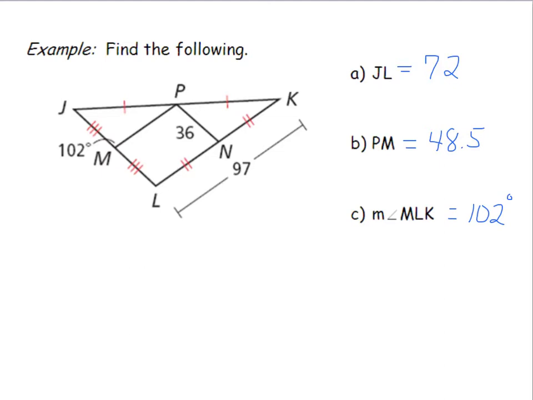The last one asked for the angle. So we're looking at angle MLK. So we're looking for this angle right here. Well, the only other angle that I have labeled is angle JMP. If you take a look at this, these two angles actually form the letter F. And we know from the theorem that we covered in the first couple slides that the side of the triangle is parallel to the midsegment. So these two segments are parallel, which means my corresponding angles are congruent. So if angle JMP was 102, that means angle MLN is also 102.